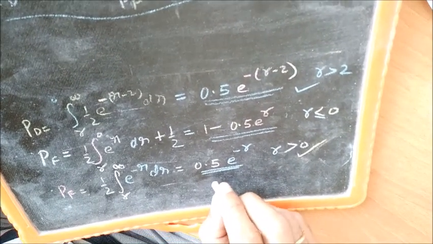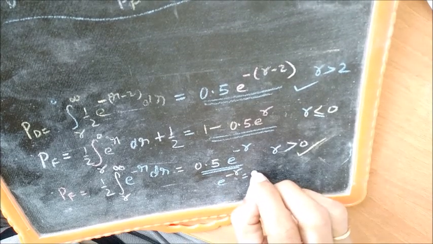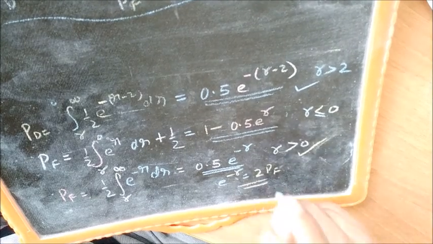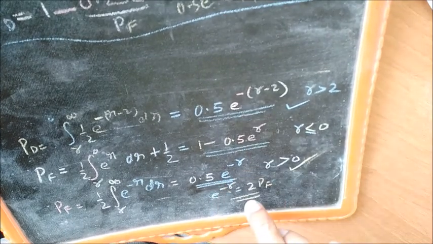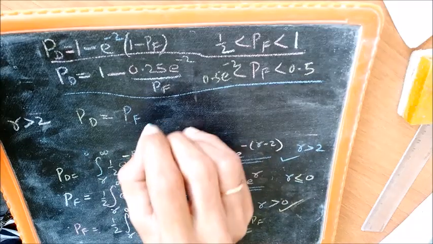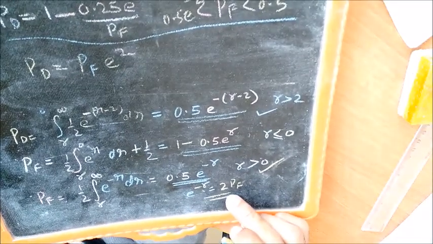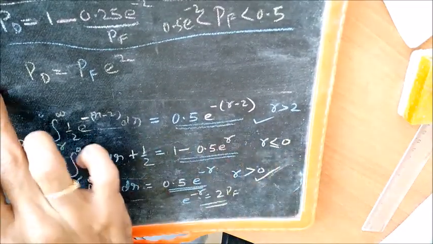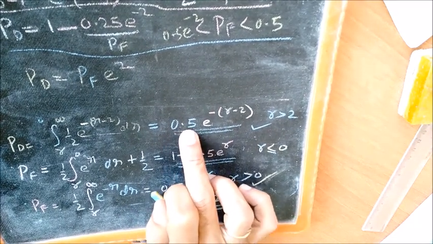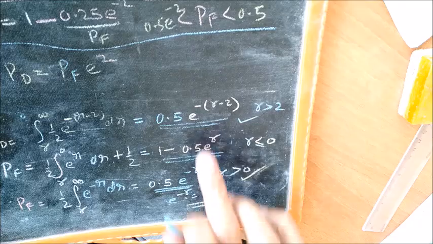And here anyhow we know that e raised to minus gamma is 2 PF. So in place of e raised to minus gamma here, substitute 2 PF and you will have the relation PD is equal to PF e power 2. You can see that e power minus gamma is 2 PF, and for gamma greater than 2, this is the PD that we will be using: 0.5 e power minus gamma into e power 2. In place of e power minus gamma you put 2 PF, and you will get this as the result.